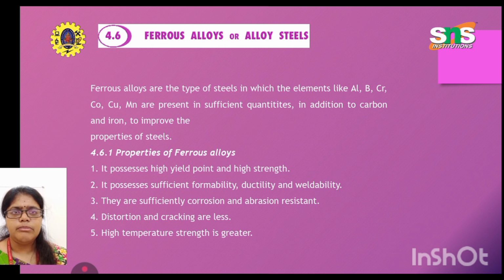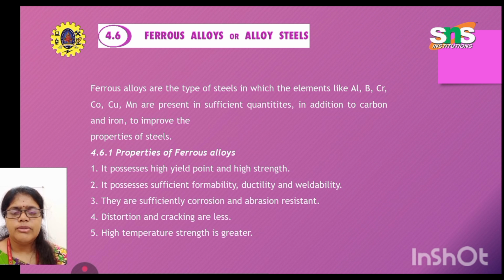Now, let us see about the ferrous alloys or alloy steels. Ferrous alloys are the type of steels in which elements like aluminium, boron, chromium, cobalt, copper, manganese are present in sufficient quantities, in addition to carbon and iron, to improve the properties of steel. So it's not only carbon and iron that is present; other elements are present, and these alloys are the ferrous alloys.